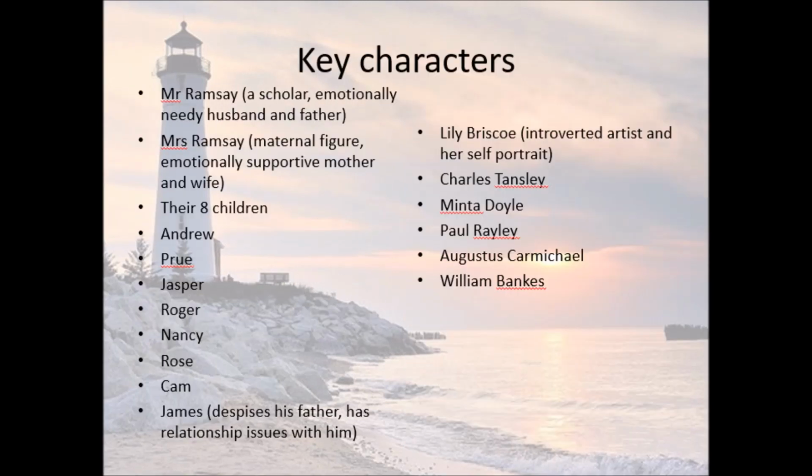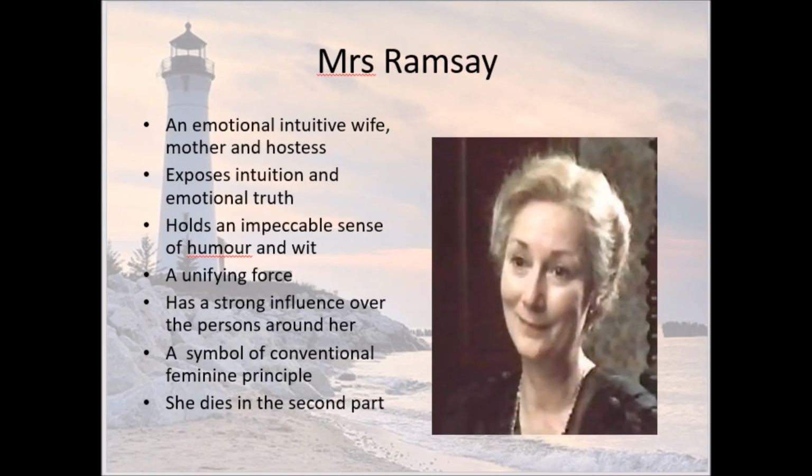So before moving on to the structure and form, let's take a look at the key characters of the novel. There is Mr. Ramsey, Mrs. Ramsey, there are 8 children: Andrew, Prue, Jasper, Roger, Nancy, Rose, Cam, and James. The friends who accompany them to this house are Lily Briscoe, Charles Tansley, Minta Doyle, Paul Riley, Augustus Carmichael, and William Banks. They're also important because they strengthen the plot with their thinking and emotional responses to the happenings around them.